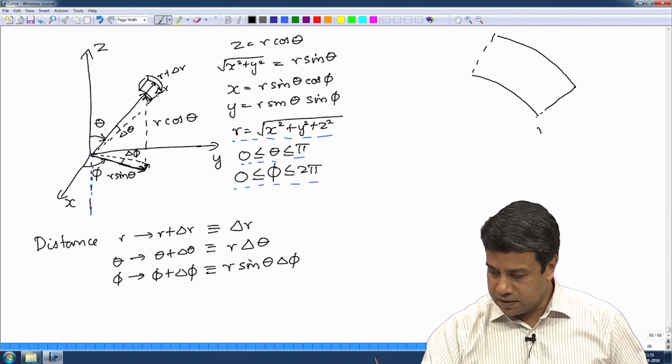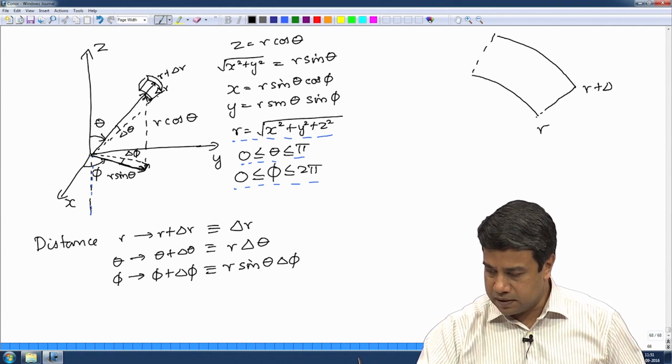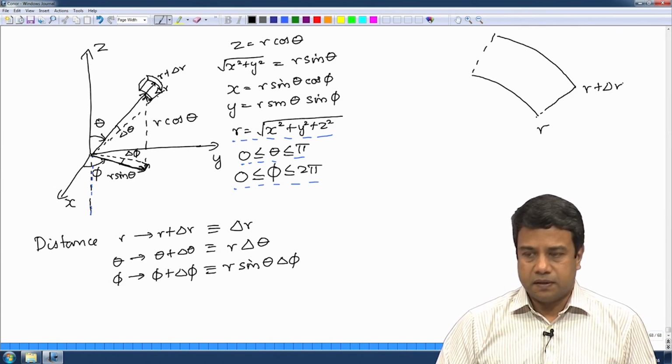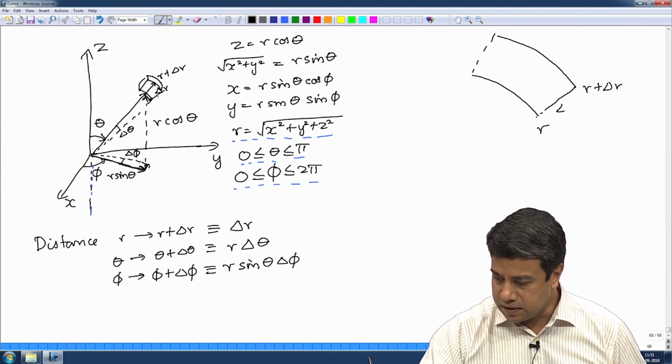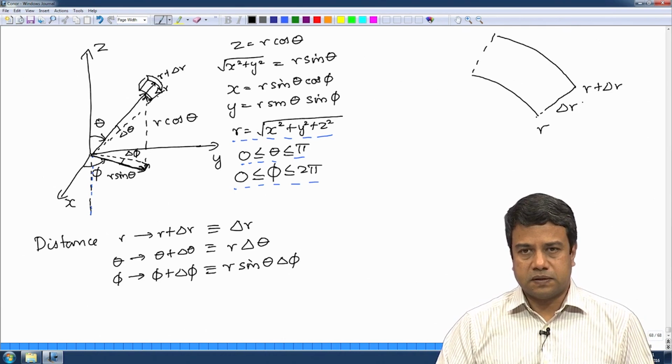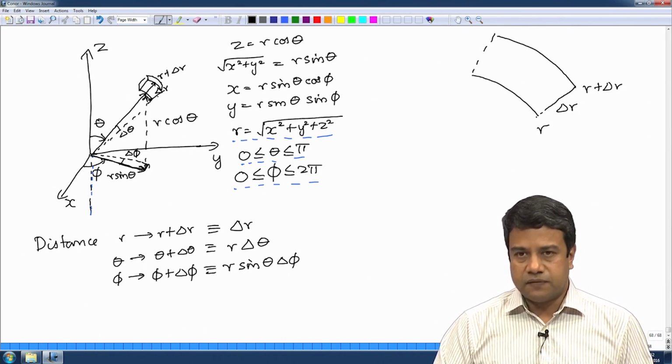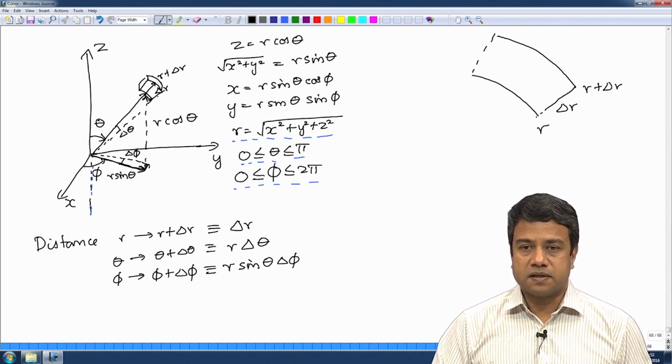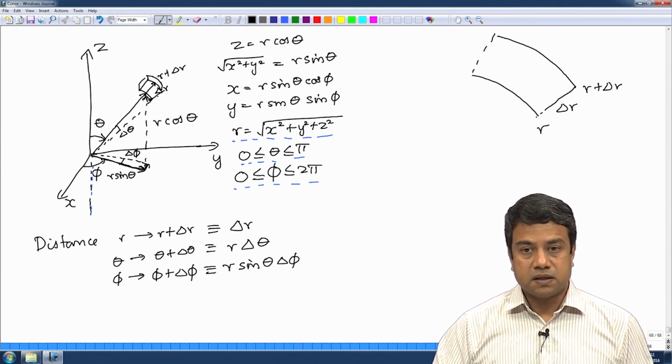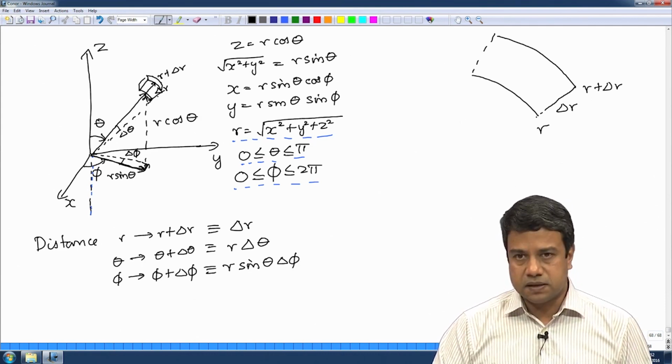This is the location r, this is r plus delta r. This distance is delta r. So, my differential volume is bounded by surfaces of constant coordinate. Surfaces of constant coordinate in the r direction are at r and r plus delta r.